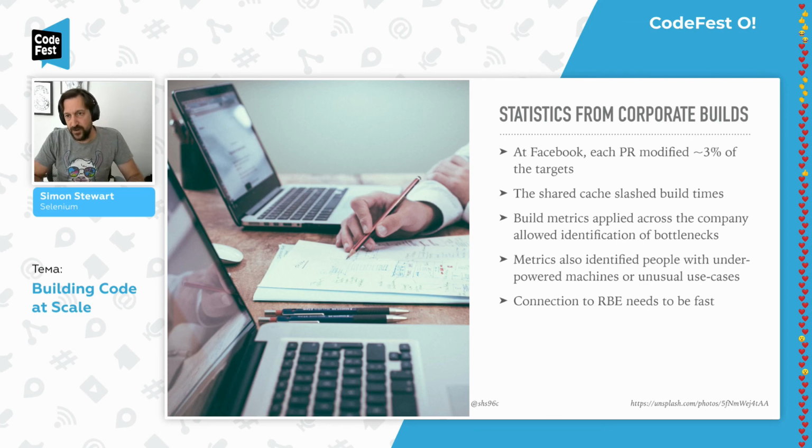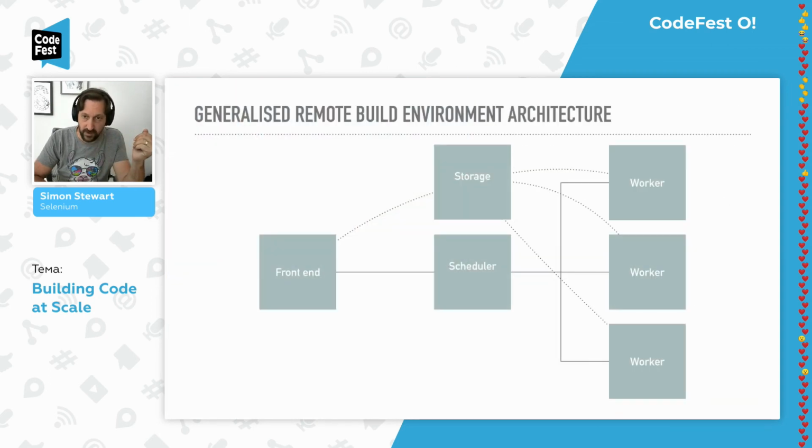From the Facebook data, we saw that about every PR that went into the system modified about 3% of targets. So this shared cache allows you to slash build times. The other thing that happens is if you're using a common build tool, if you have this central cache that everyone is using, you can gather metrics that enable you to identify when builds are being slow, whose machine is being slow, who's on a dodgy network connection, things like that. And then you can do remedial action. People might not be aware that the things they're doing are causing them to be slow.